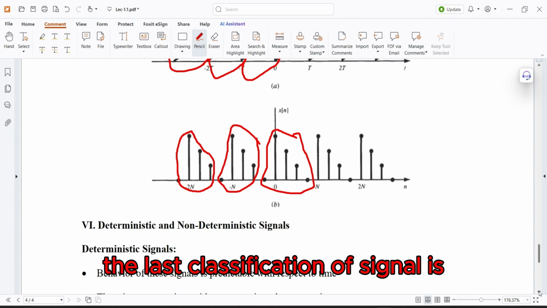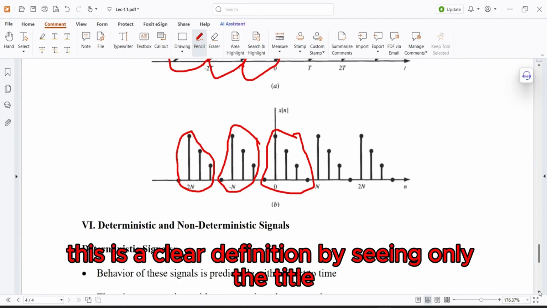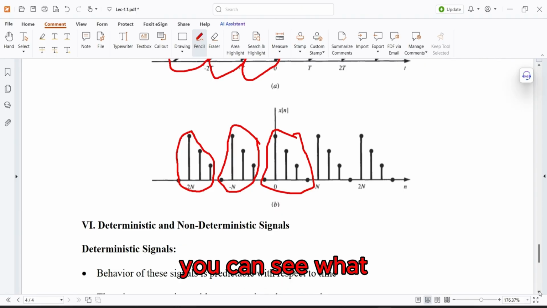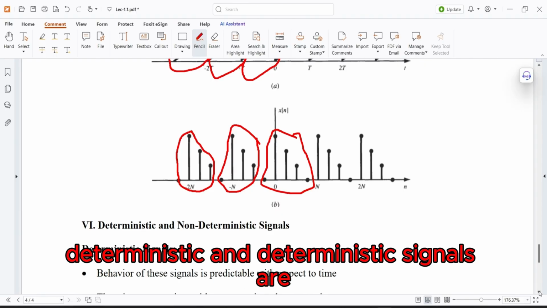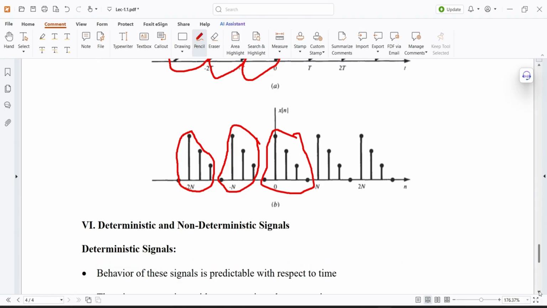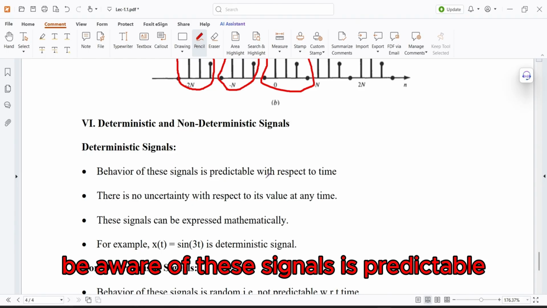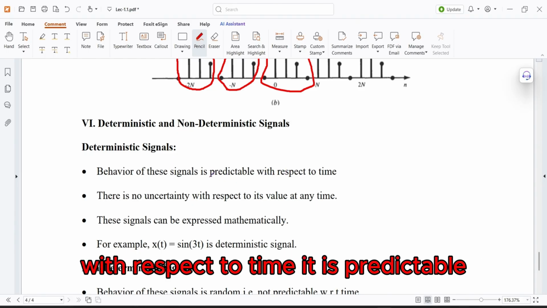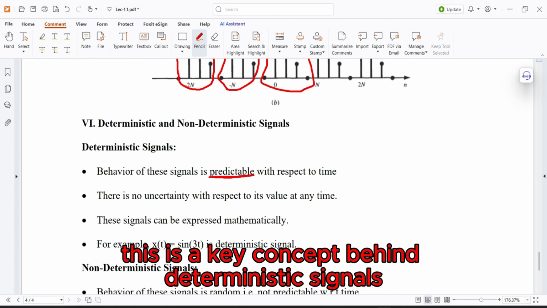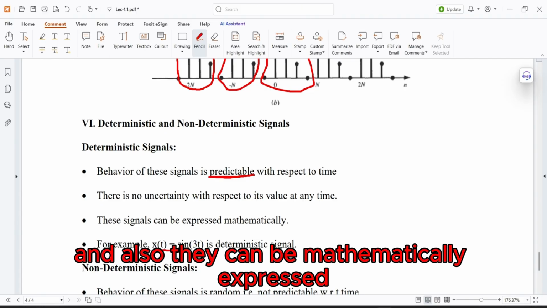The last classification of signals is deterministic and non-deterministic signals. This is a clear definition. By seeing only the title, you can see what deterministic and non-deterministic signals are. Deterministic signals can be determined. They can be predicted. They can be mathematically expressed. This is the simple definition of deterministic signals. The behavior of these signals is predictable with respect to time. This is the key concept behind deterministic signals.